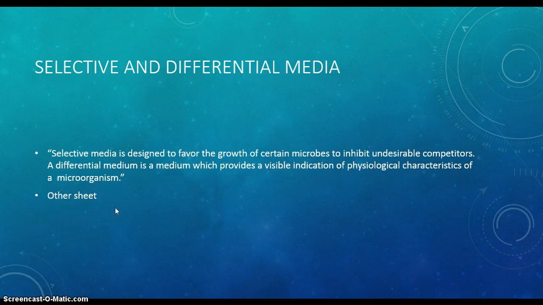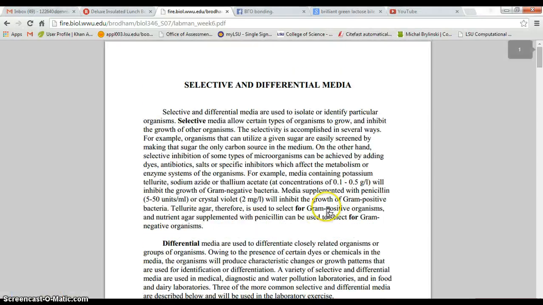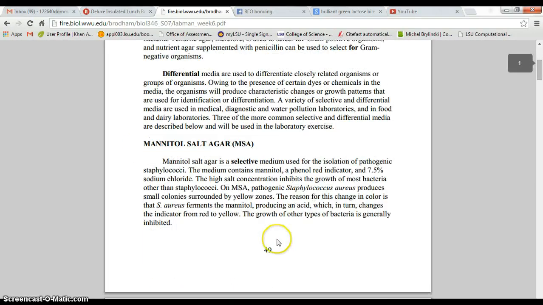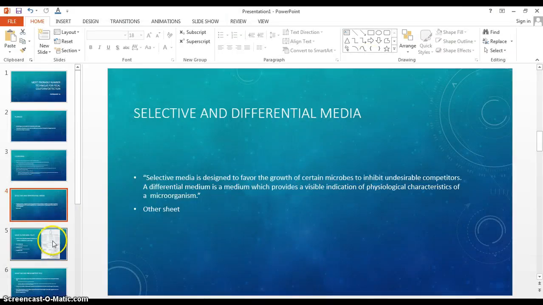Now, this kind of confused me the first time I learned it, so I found another thing that you can read. You can pause the video and read it real quick. It goes over in a little more depth what a selective medium is and what a differential medium is, and then provides some examples. We're actually going to be using the EMB agar in this lab, so if you want to read that, just pause the video and read what you will.